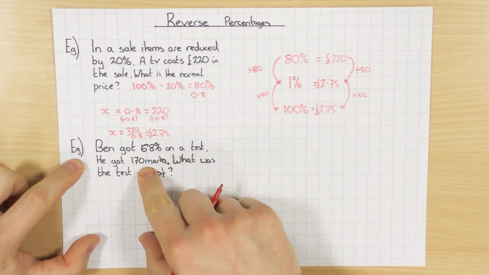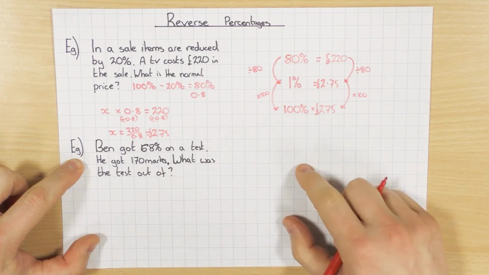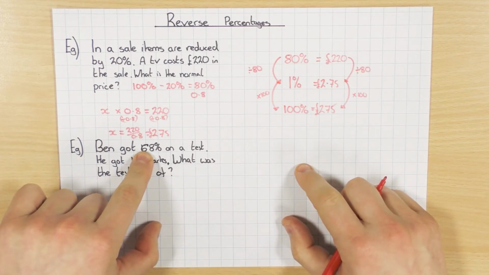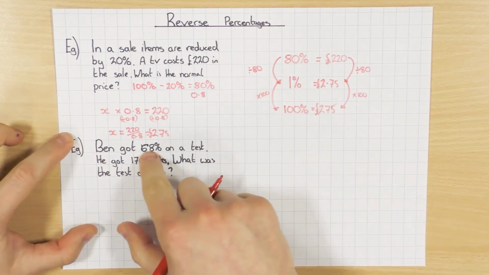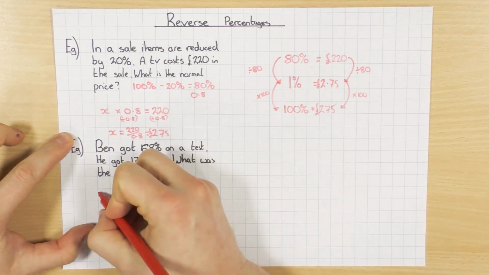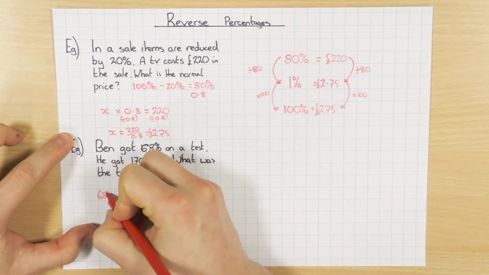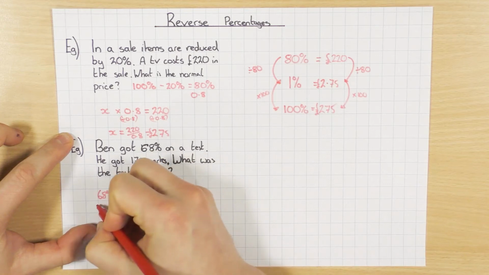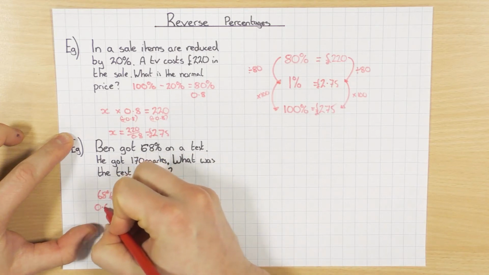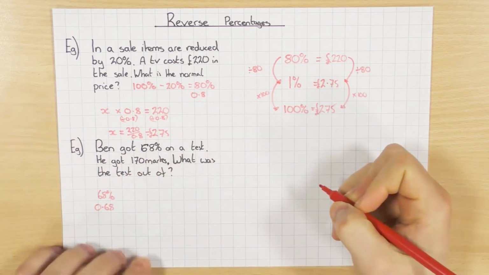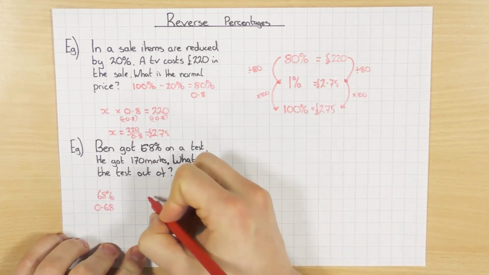If he got 170 marks, what was the test out of? So 68% is what he got. So what's 68% as a decimal? So 68% as a decimal is 0.68. Okay, so what was the test out of?